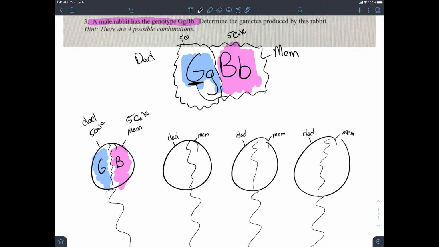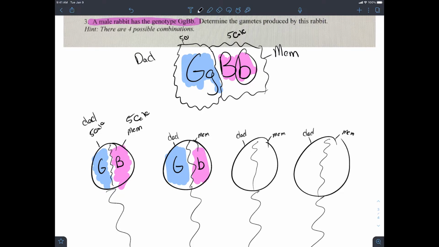Can also be paired with the lowercase b. All right. So the information we're pulling from dad is still the uppercase G, and then now we can get the lowercase b that is coming from your mom, because that is a possibility. All right. So there we go. Are we done yet? No, we are not. And I know that you are so excited that we are not done with this yet.